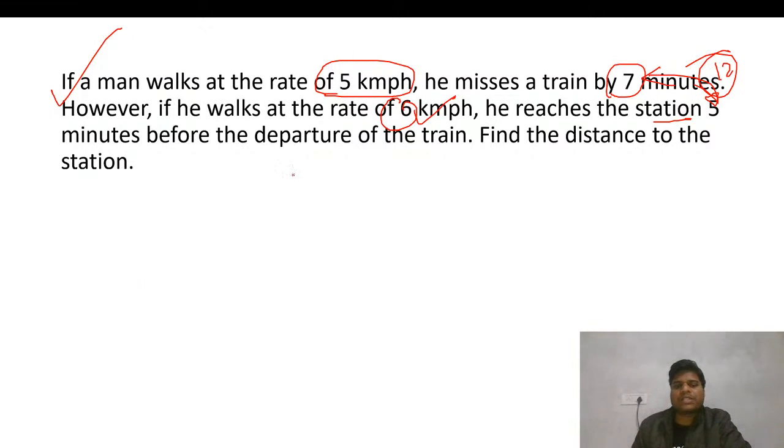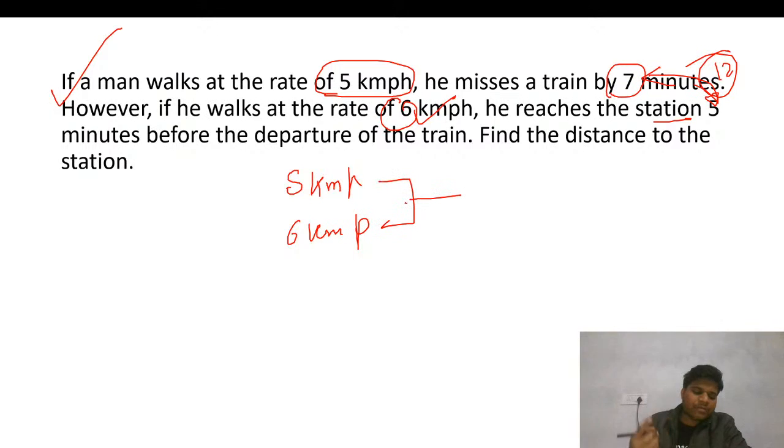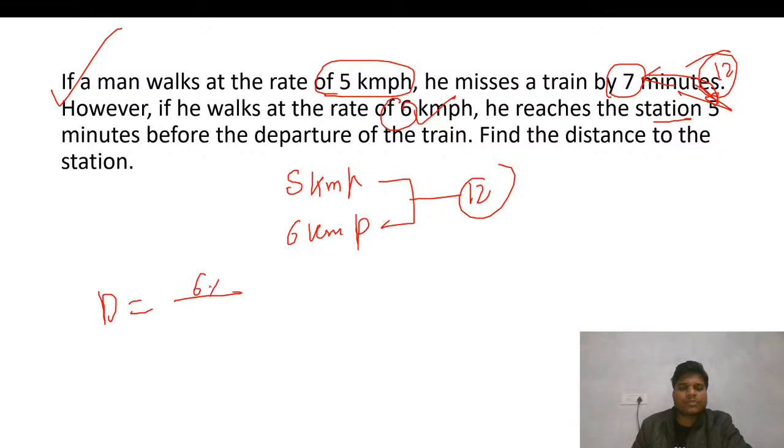So what this question is saying: if you travel at 5 km per hour and if you travel at 6 km per hour, the difference between the time taken at these two speeds will be 12. Now the time difference is 12, so I will just put that in the formula. 6 into 5, that is 1. 12 upon 60, we will get 6 as the answer. 6 kilometers is the right answer.